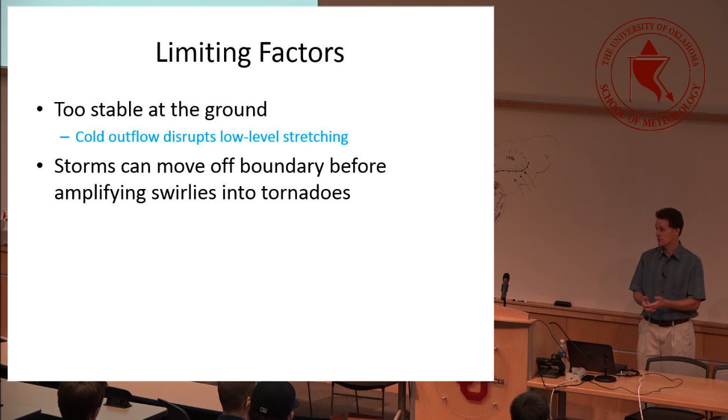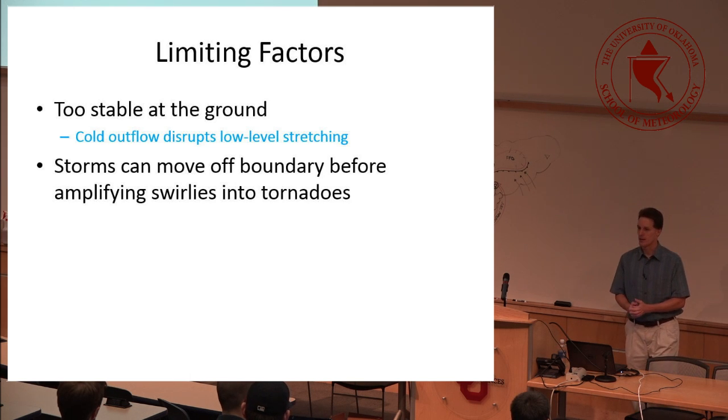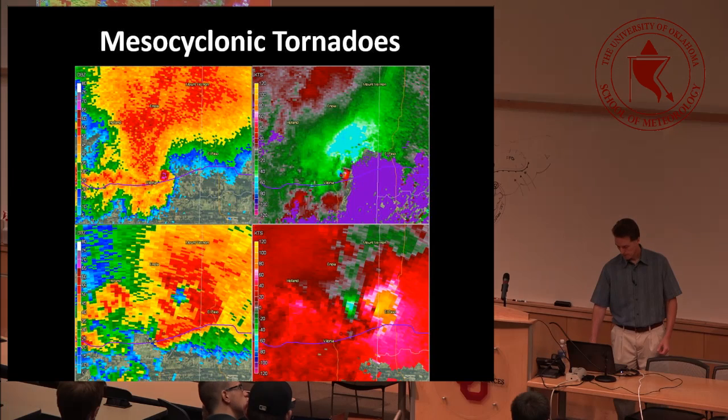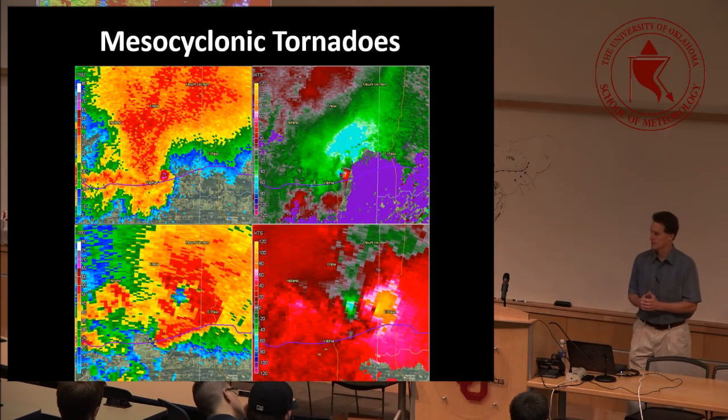Tornadogenesis, even in a supercell, it's the same kind of thing. You've got a stretching source co-located with vertical vorticity. The trick is how do we get those two in the supercell compared to the non-mesocyclone cases. Okay, well, there's my segue into the mesocyclonic tornadoes.